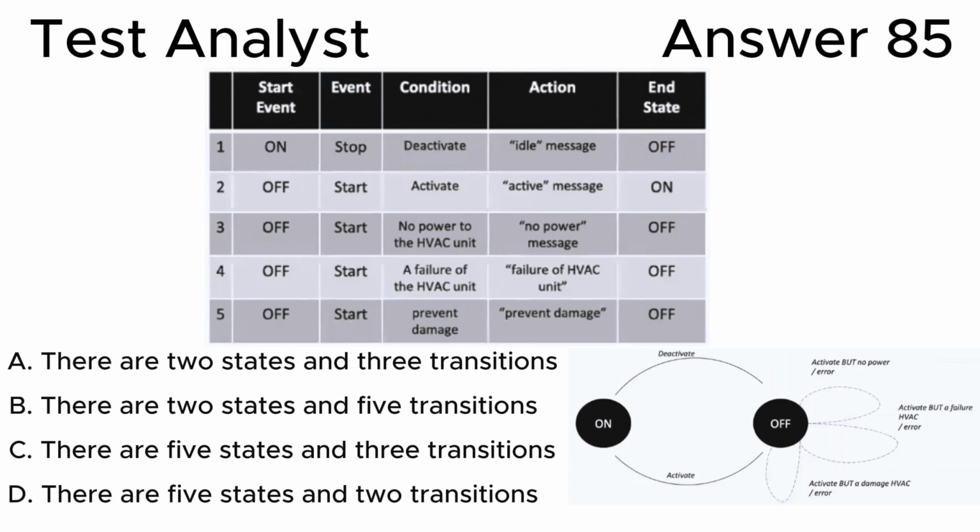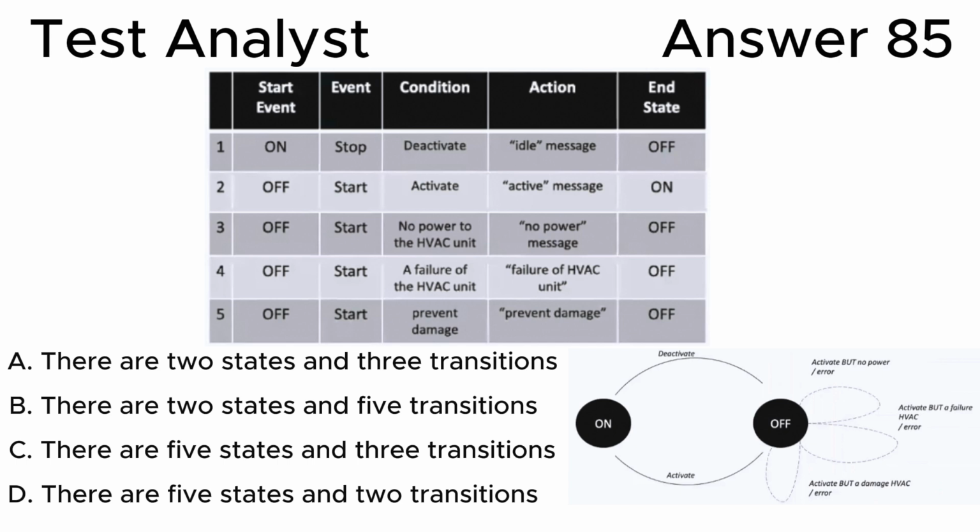Transition 2 is stop event from on state to off state. Condition is deactivate. Action is idle message. Transition 3 is start event from off state to off state. Condition is no power to the HVAC unit. Action is no power message.